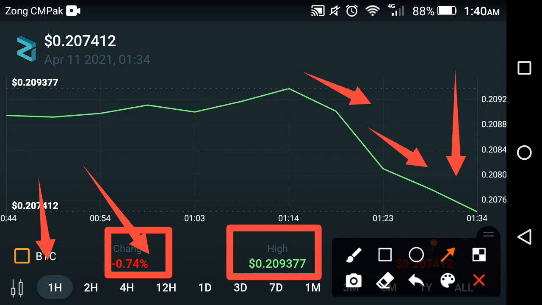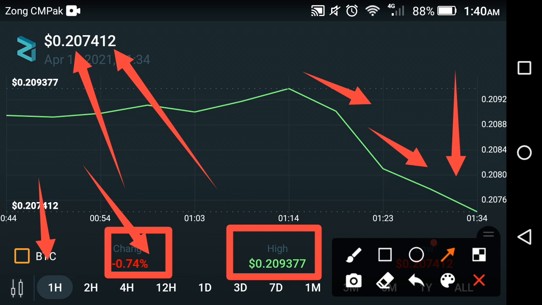And if we look at the Zilliqa coin price prediction, as we can see here, $0.207412 is the current price of Zilliqa coin now in the market, friends.